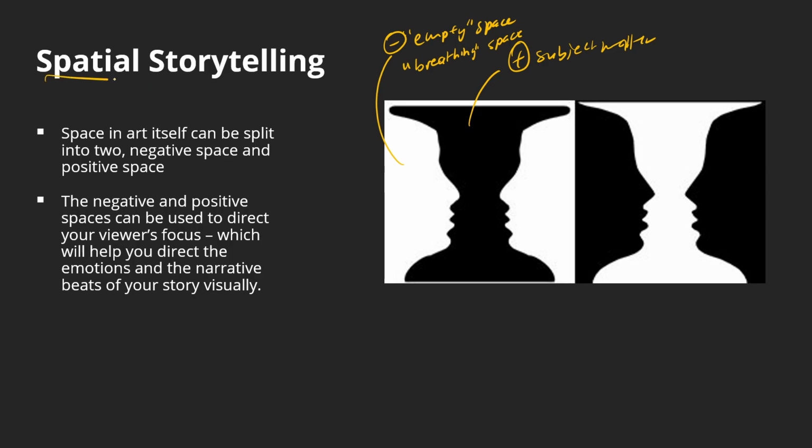So space is important because it helps us focus our viewers' attention, right? And when you focus it well, then you can deliver the emotion. Then you can deliver the plot or the narrative beats, you know, like how this guy went from victory to loss or from loss to victory or something. Okay? So let's flip here.